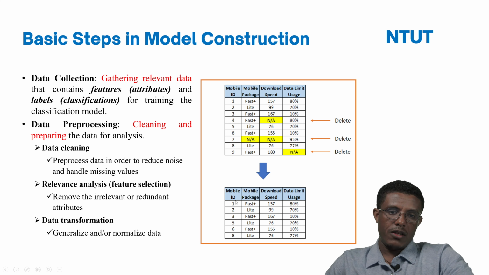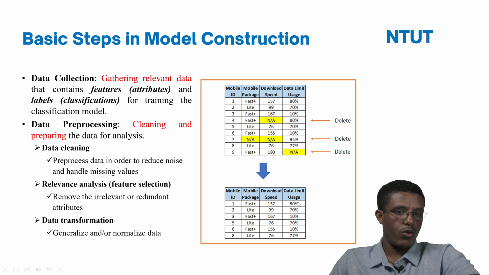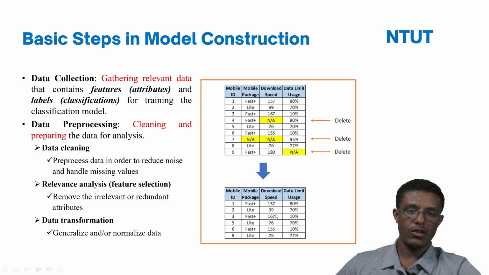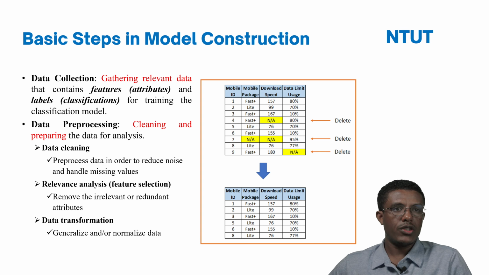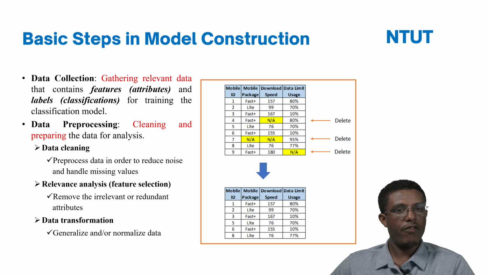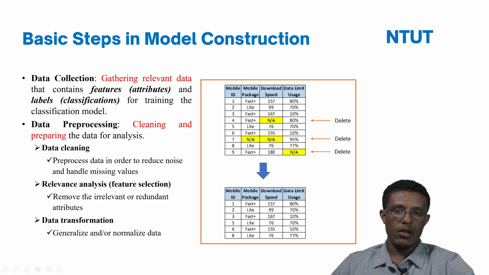For example, in this case, maybe mobile ID is not so important for the decision. If this attribute is not important, we can remove or delete it, and only mobile package, download speed, and data limit usage may be more important. Especially if there are too many attributes, using all of them may not be necessary. So pick only the attributes that have more effect on the decision. That is one step we should do in the data pre-processing step.